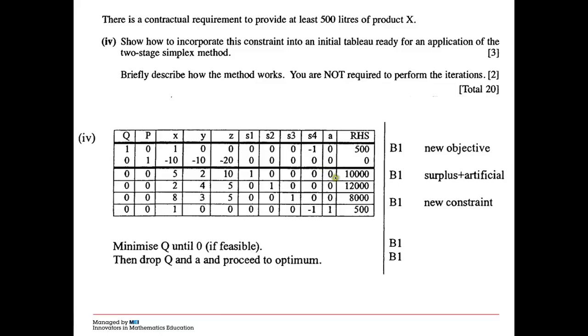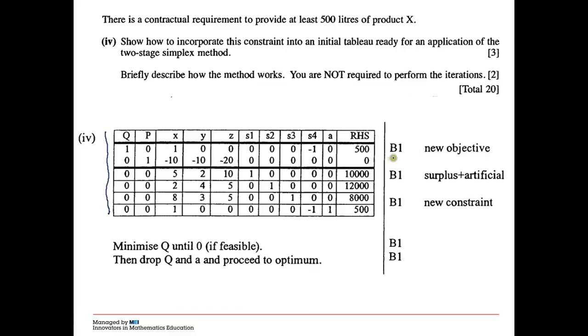This is what the mark scheme had. It put it in a Tableau. I haven't put it in a Tableau. It doesn't matter whether you put it in a Tableau or not, as long as we can see this, but most people choose to put it into the Tableau because it helps you.